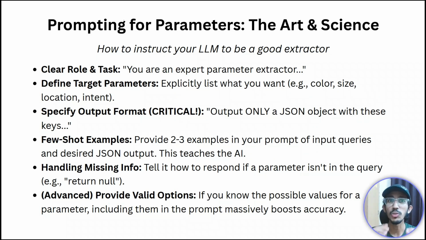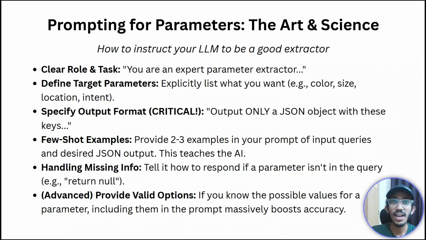It comes down to effective prompting. It's both an art and science. First, clear role and task. We can start by telling the AI its job. You are an expert parameter extractor. Your task is to extract specific pieces of information from the user's text. Secondly, define target parameters. Be explicit. Tell the AI exactly what parameters you want to look for. Things like color, size, location, intent, product category, sentiment, etc.